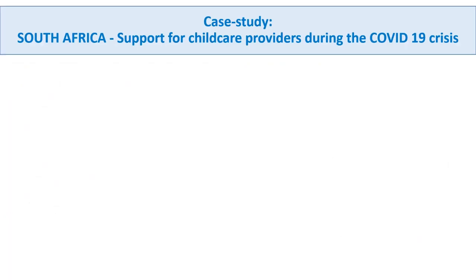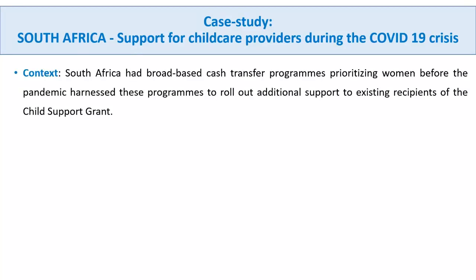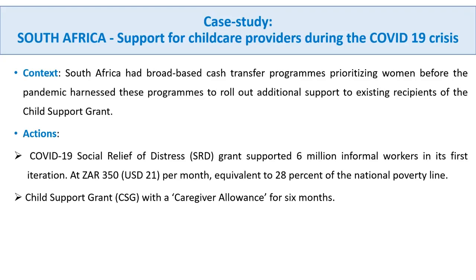Another good example was the support that South Africa gave to childcare providers during the pandemic. Prior to the pandemic, South Africa had a cash transfer program that it harnessed through a grant, which supported 6 million informal workers in the first iteration. They received $21 per month, equivalent to 28% of the national poverty line. They also introduced a child support grant with a caregiver allowance for 6 months.